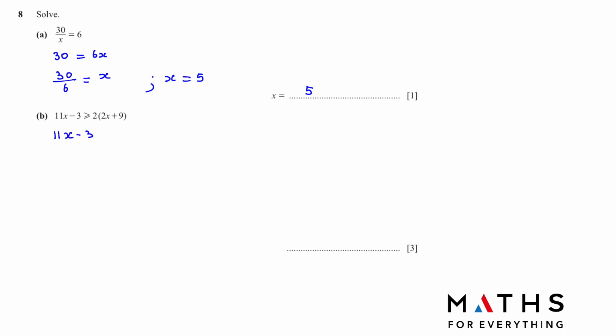11x minus 3. Expand the bracket. 2 multiplied by 2x is 4x. 2 multiplied by plus 9 is 18. Bring the x's on one side and the numbers on one side.